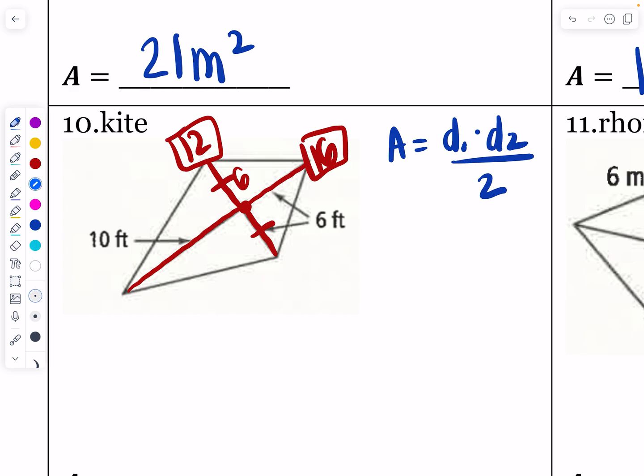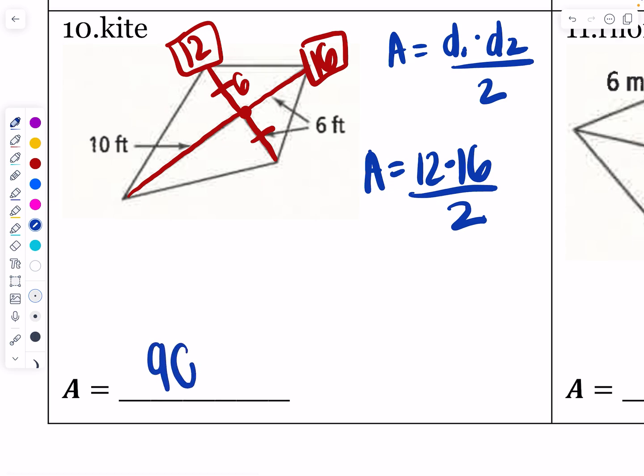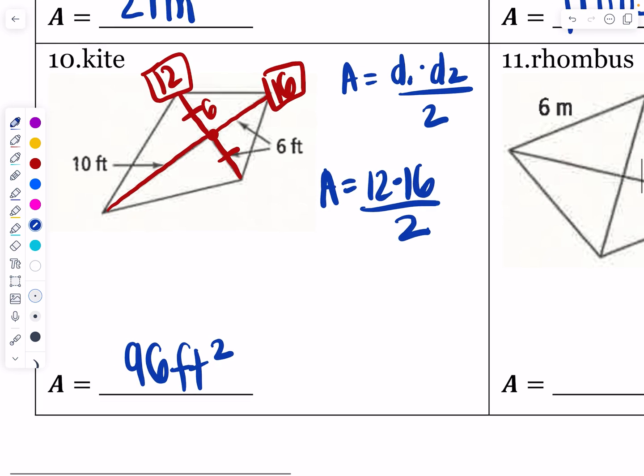So I'm going to plug those two pieces into my formula. Area equals 12 times 16 divided by 2. 12 times 16 is 192. That divided by 2 gives me an area of 96 feet squared inside of this kite.